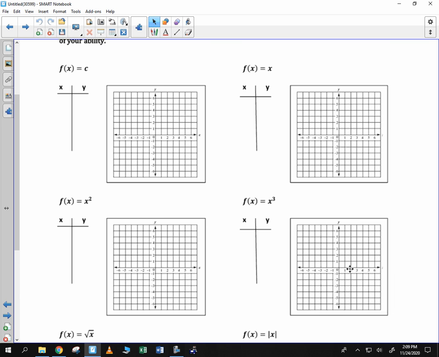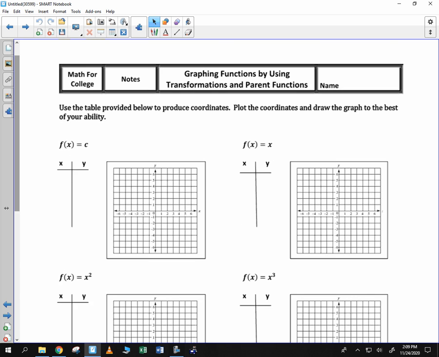Hey, Math for College. Today we're going to look at transformations. You've seen this before. We're going to start by making a t-chart, plugging in some x, y values, and we're going to start with f of x is equal to x. So our goal today is to be able to look at these parent functions and their transformations.